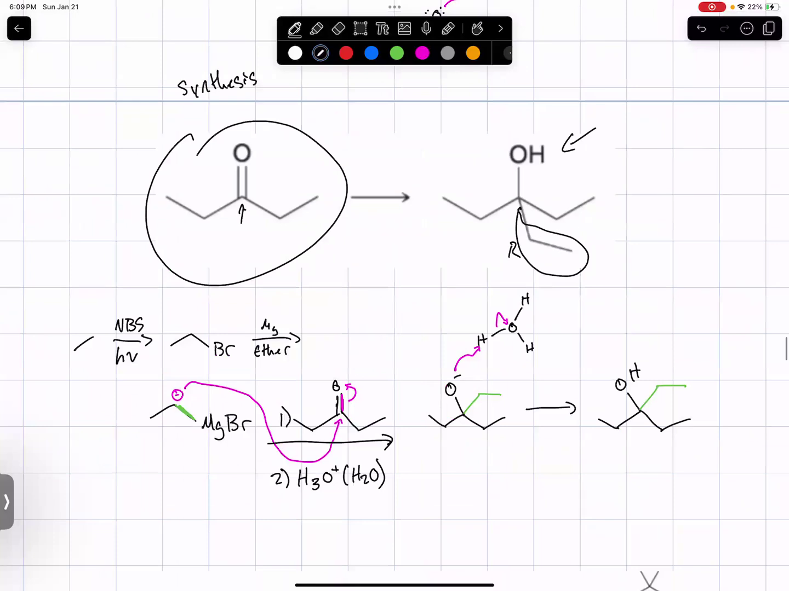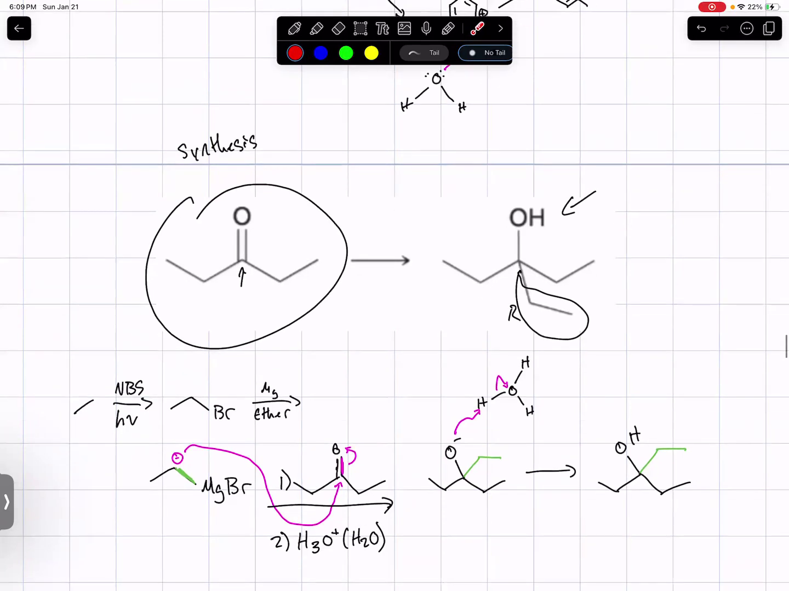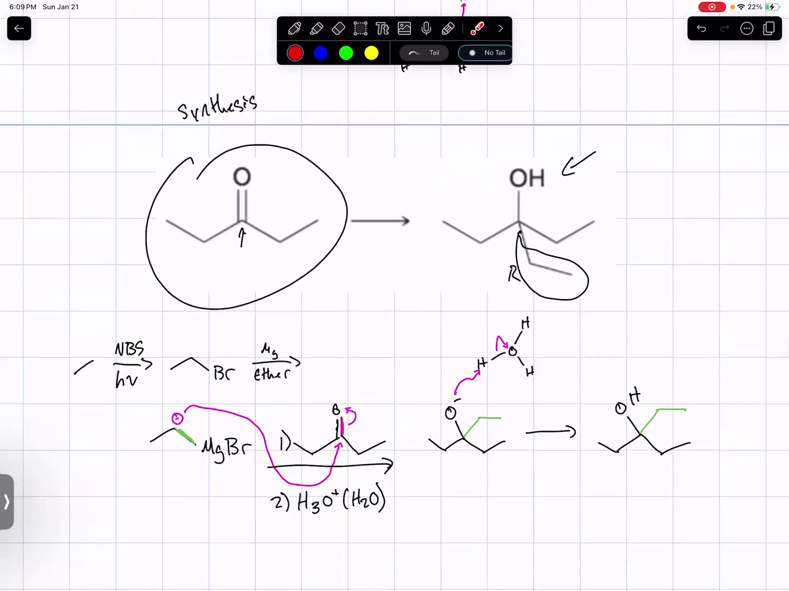So all you need to do for questions like this is understand, how are we elongating this carbon chain? We're elongating it by one of two methods, really. Either using an acetylide ion and an SN2 reaction, or using Grignard. And in this case, Grignard is the easier option. Why is it the easier option? Because we have a carbonyl. We have an electrophilic carbon position.